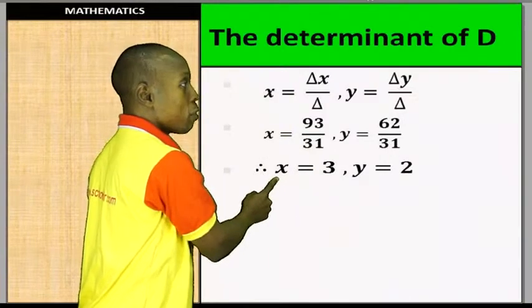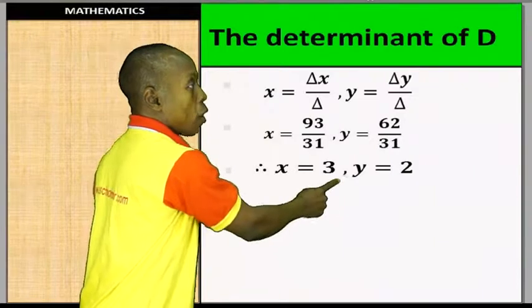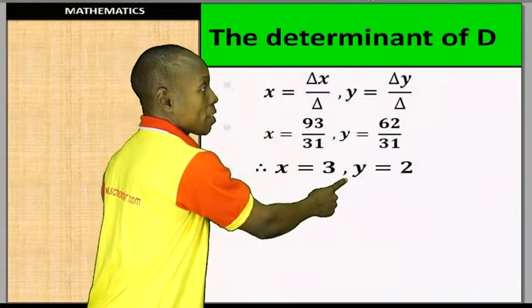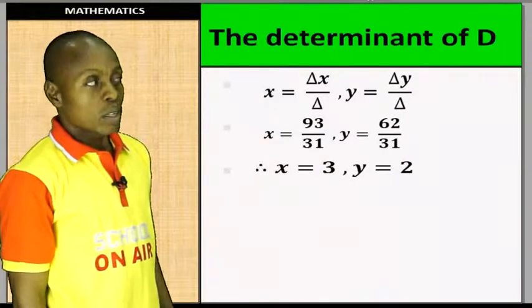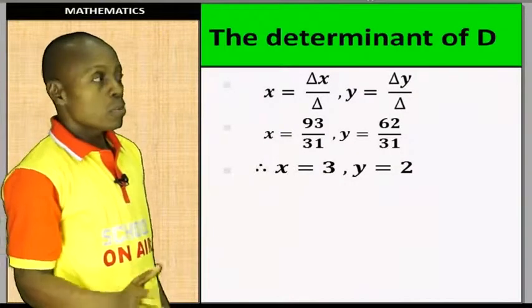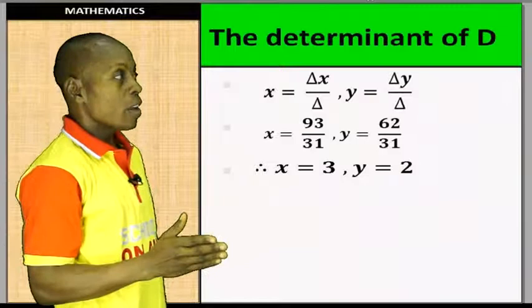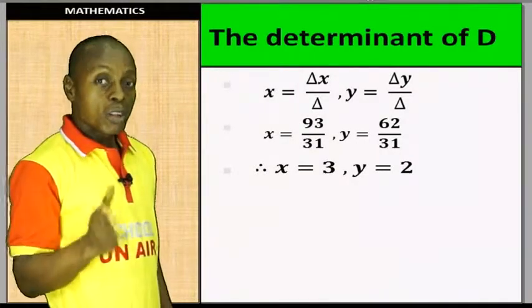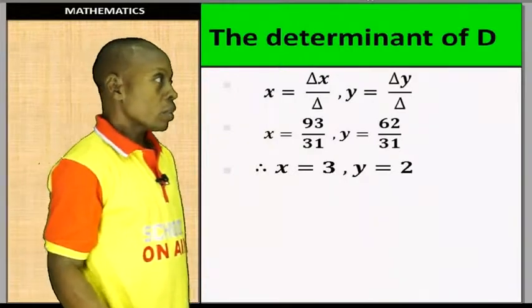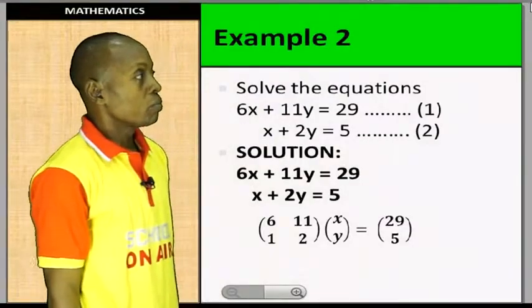That's why it said, therefore x is equal to 3. And y, because 62 divided by 31 gives you 2, that's why you have y equal to 2. You can see it's very simple and straightforward to solve two simultaneous equations using your knowledge of matrices. Let's look at another example.